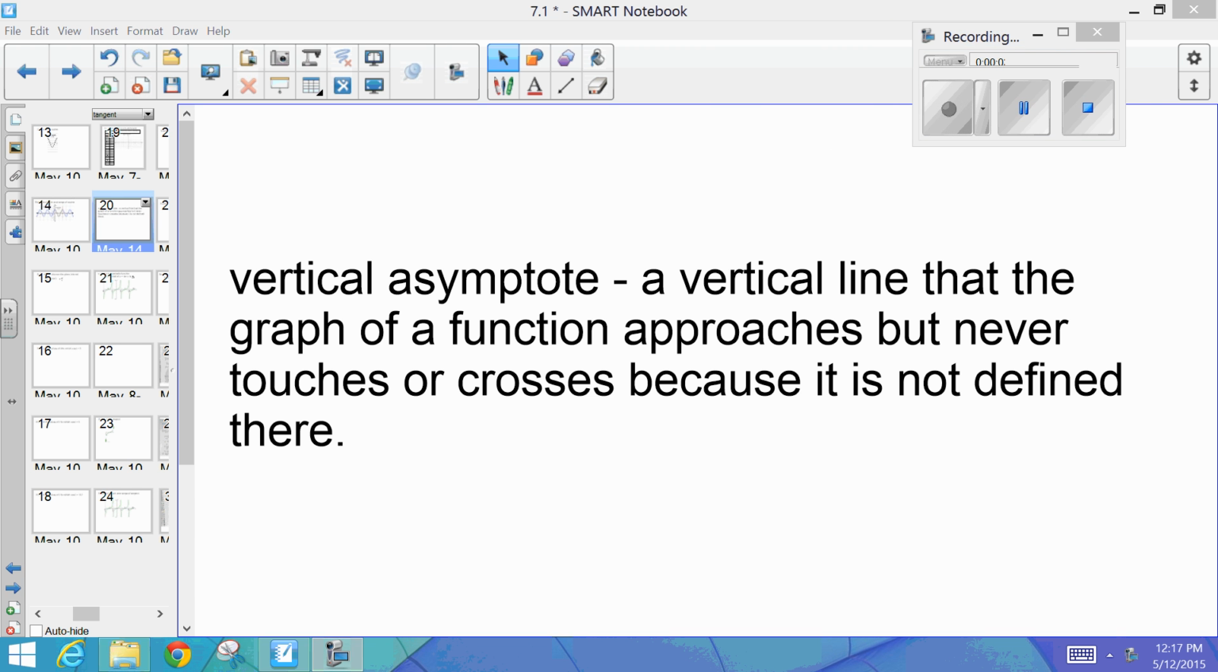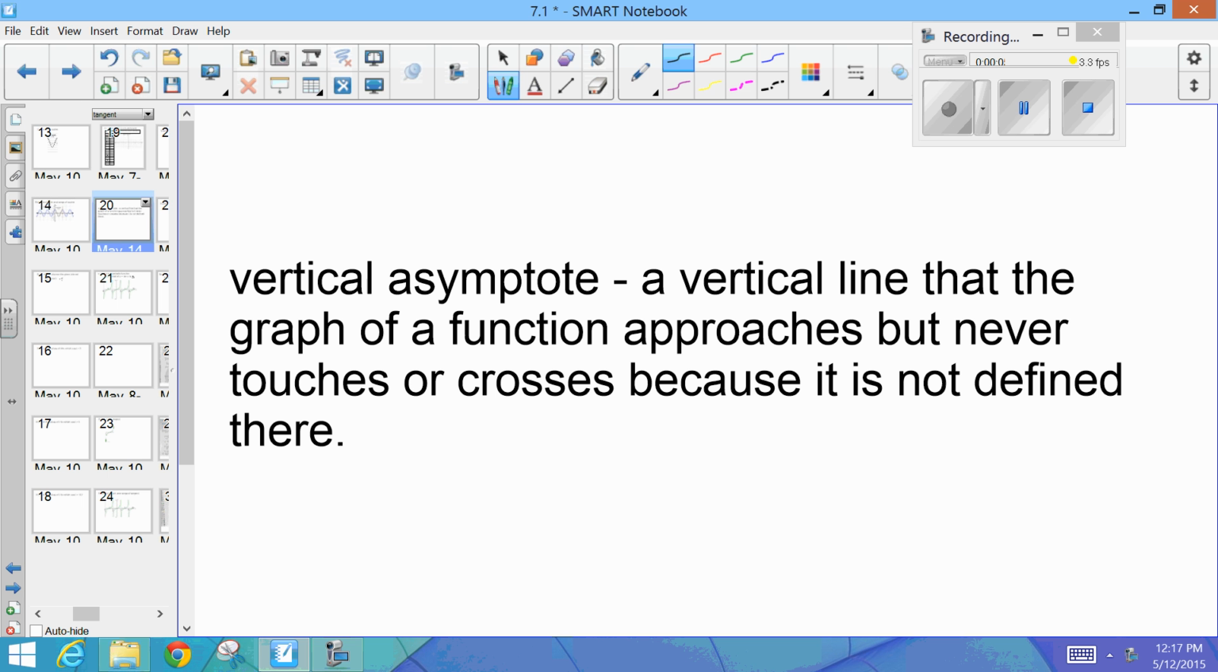This is pre-calculus notes on section 7.3. Tangent, graph of tangent.